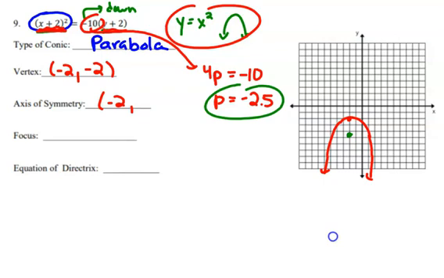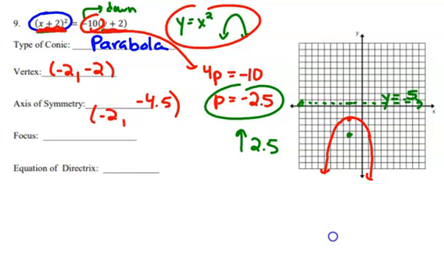So that was left 2, down 4.5. Then the directrix is up 2.5 from the vertex. So from the vertex, if I go up 1, 2, 2.5, that is just up half. Now that is a horizontal line, which is a y equals line. Oh, the focus I put in the wrong spot. I'll move that down here.